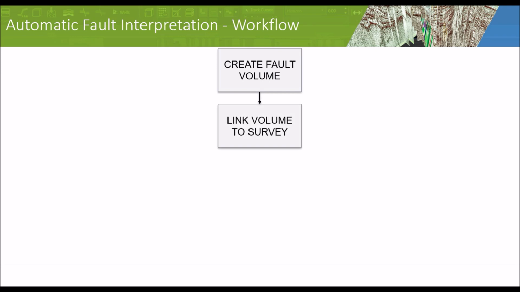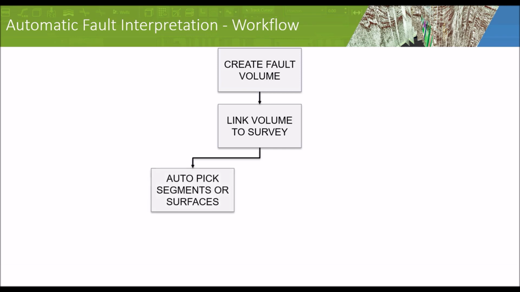Once you have your volume, you then link it to a survey. This is essentially just telling the system, telling your interpretation, which fault volume it must go to when auto-picking faults on a particular survey. After that, you turn on your segment picker or your surface picker and just click on a detected fault, and it will pick the segment or the entire fault surface, depending on which mode you're using, into the active fault. It's as simple as that.